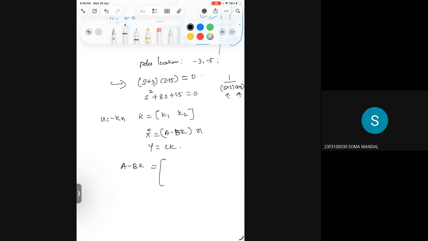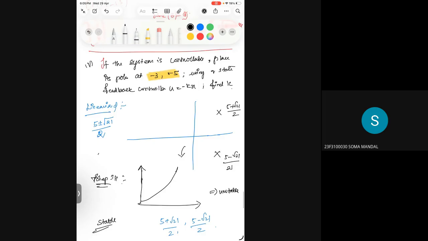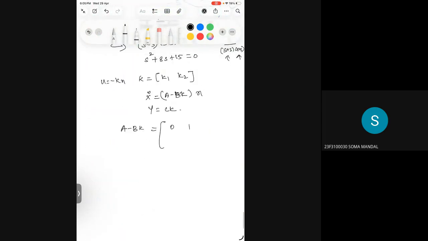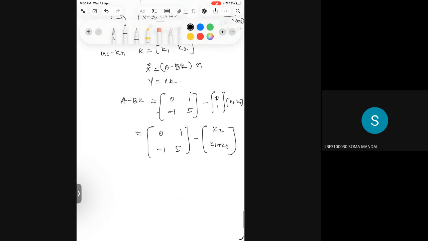So A minus BK would be A, which is 0, 1, minus 1, 5. We need to know the K, right? So I'm writing this. A is 0, 1, minus 1, 5 and K is k1, k2. We don't know k1, k2. So this would be 0, 1, minus 1, 5 minus of B times K, which is 0, 0, k1, k2. This is A minus BK.